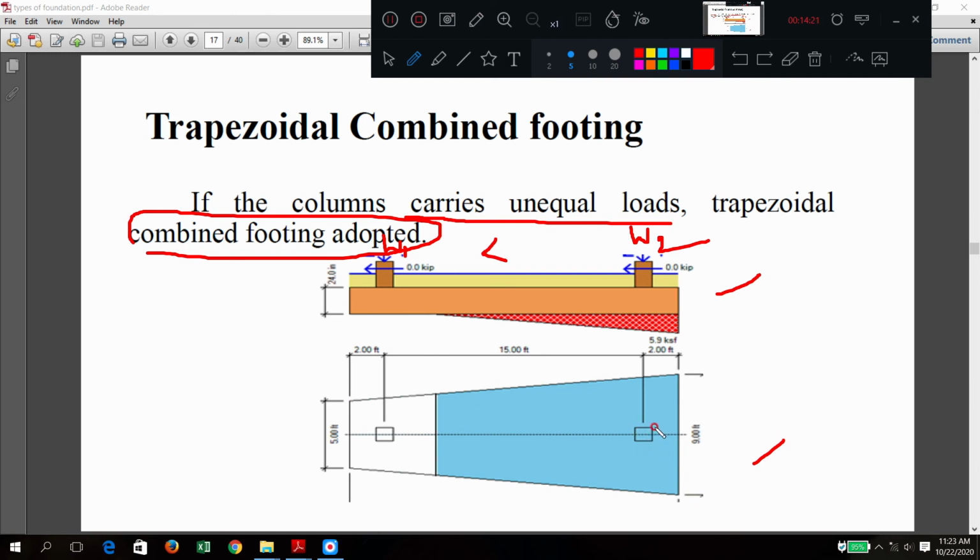Over which the column bases have been formed. Is that okay? Trapezoidal shape? Yes. Okay.